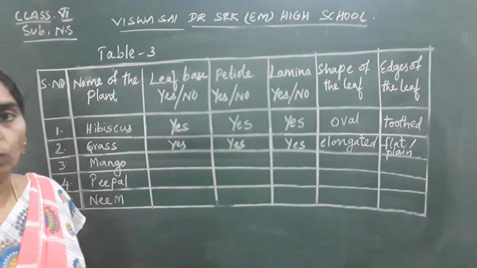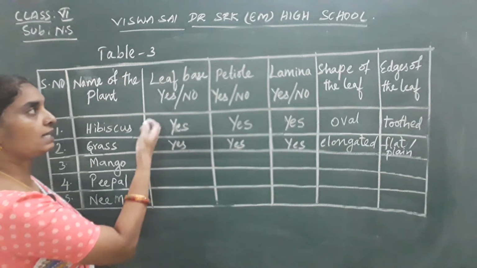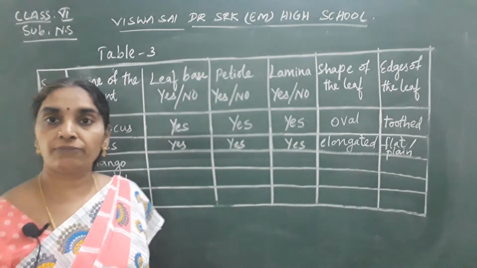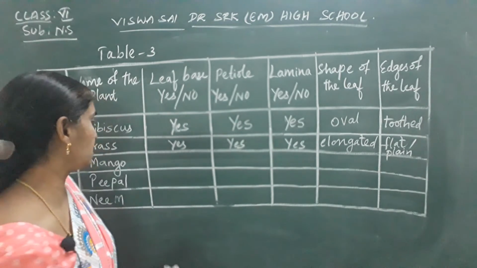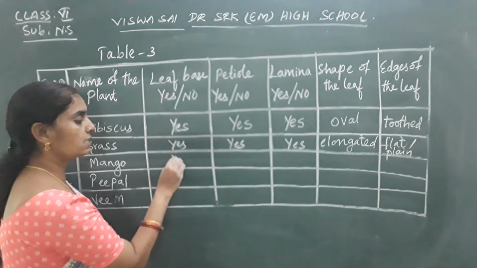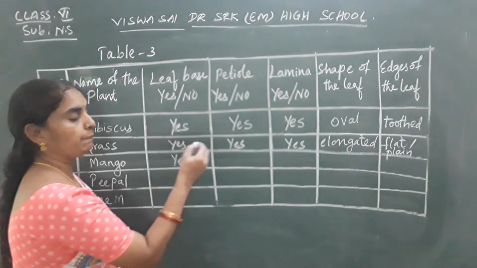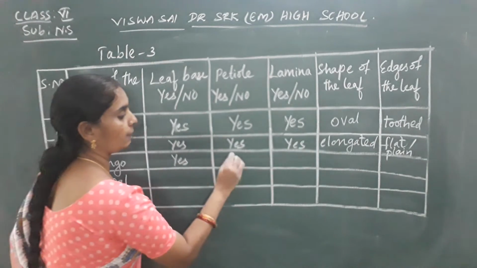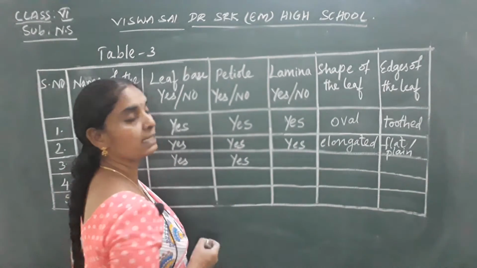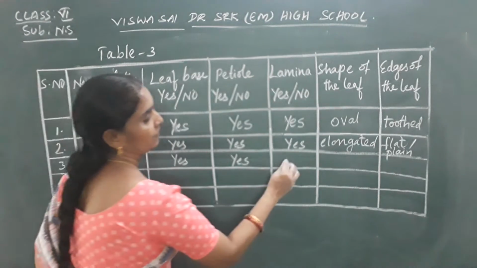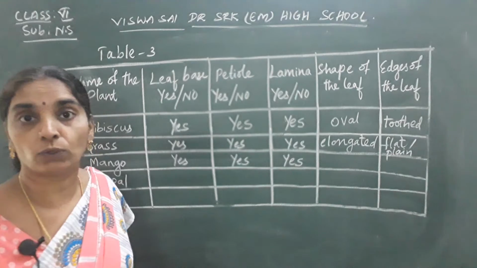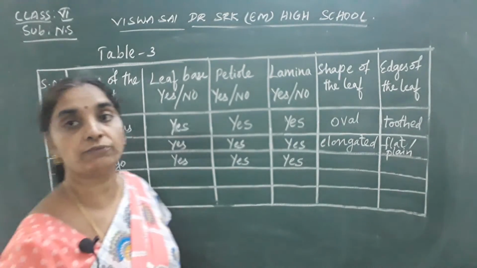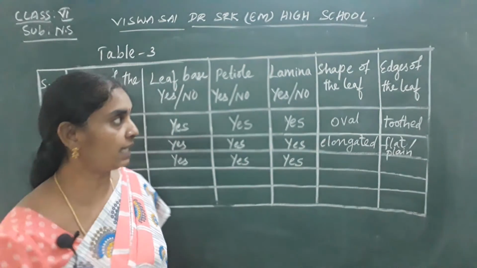Next, mango. Mango leaf, what is the leaf base? The part of the leaf where it starts over the stem is called leaf base. So the mango contains the leaf base. And petiole, the stalk of the leaf, is called petiole. Yes, mango leaf contains the petiole. Lamina, the expanded portion of the leaf, is called lamina, and the mango leaf also contains the lamina, where you can find the veins and veinlets.